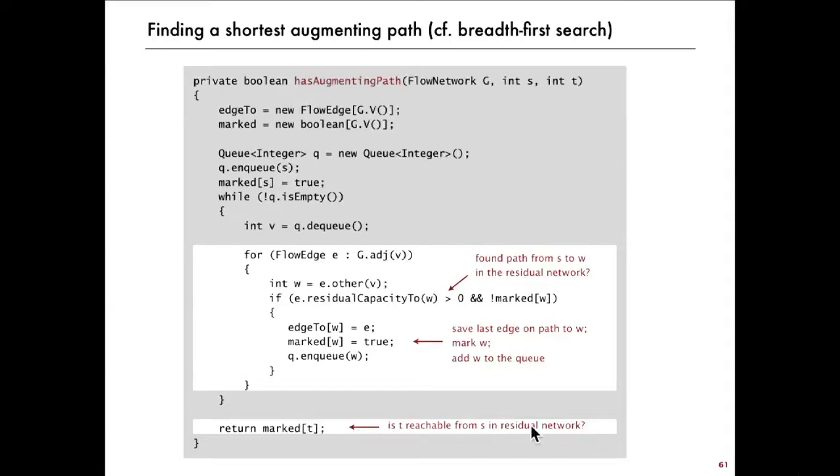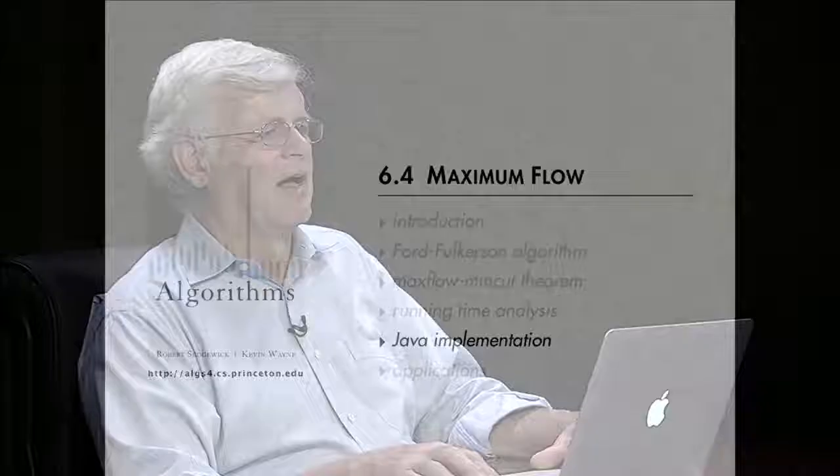And marked of T tells you whether you can get from S to T after that search is done. If T is marked, this method can return true. That's the Java implementation of the Maxflow.